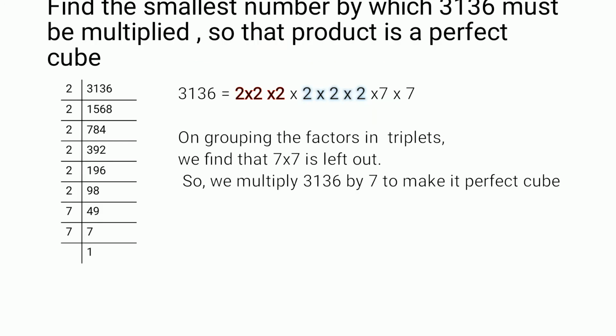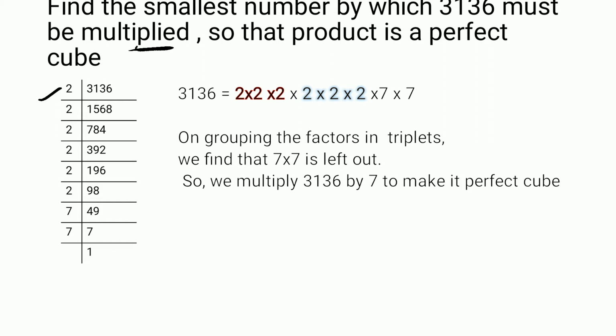Here is one example for you. Find the smallest number by which we must multiply 3136 to get a perfect cube. We must multiply, that is, the number must be multiplied so that the product is a perfect cube. For doing this you have to make the factors of 3136 by the prime factorization method.